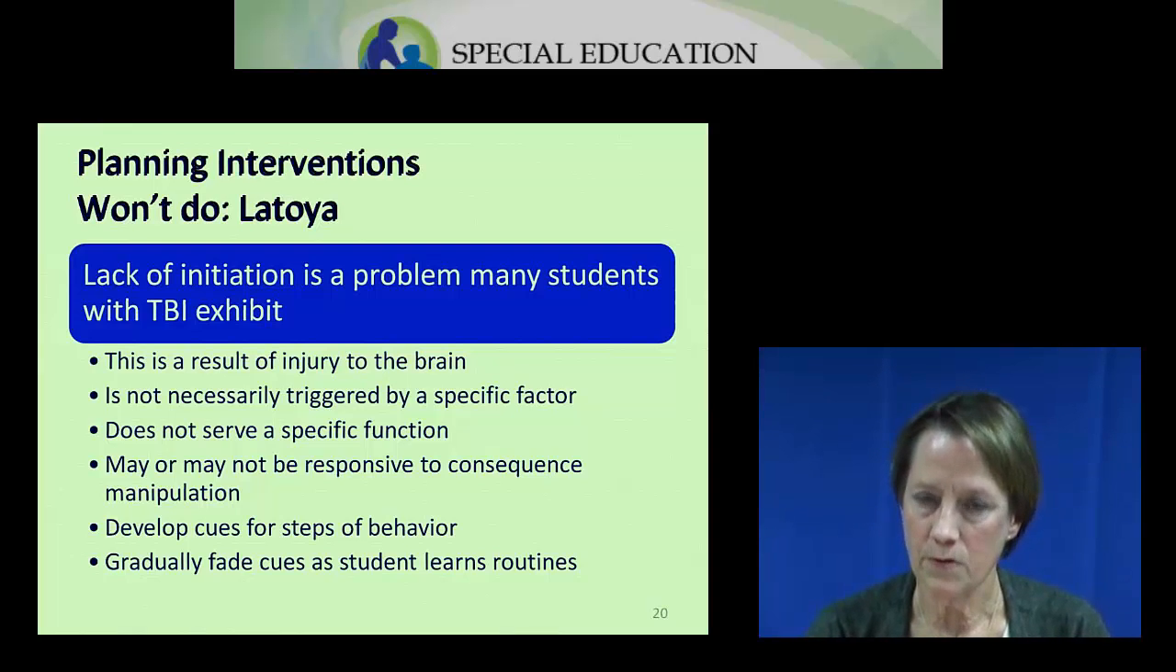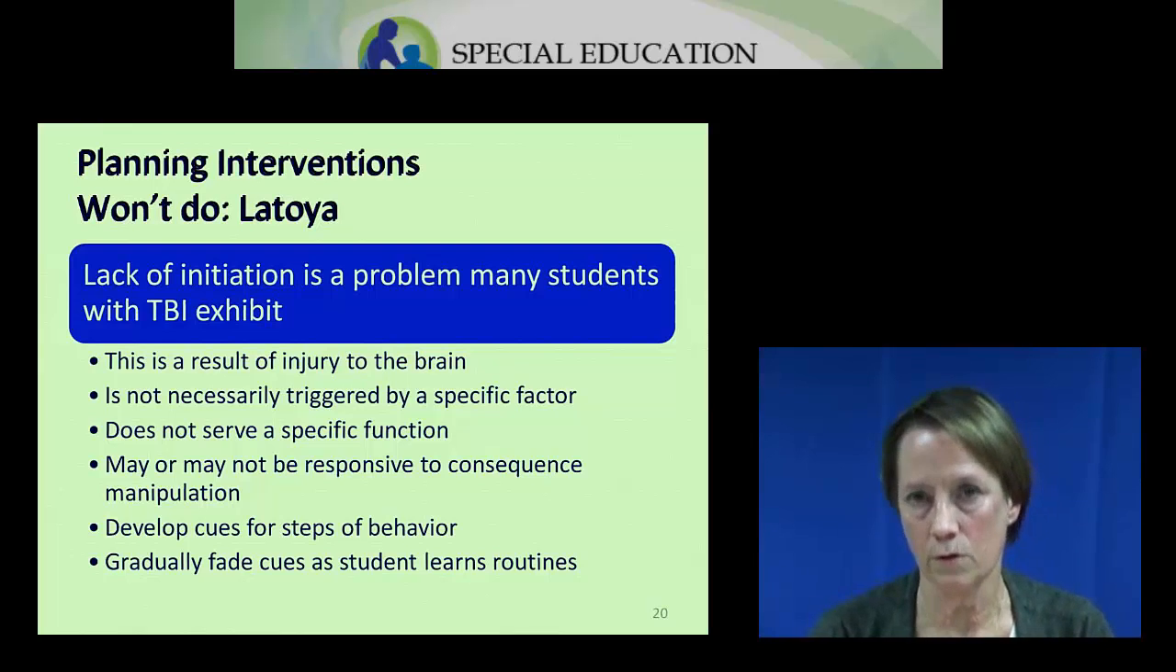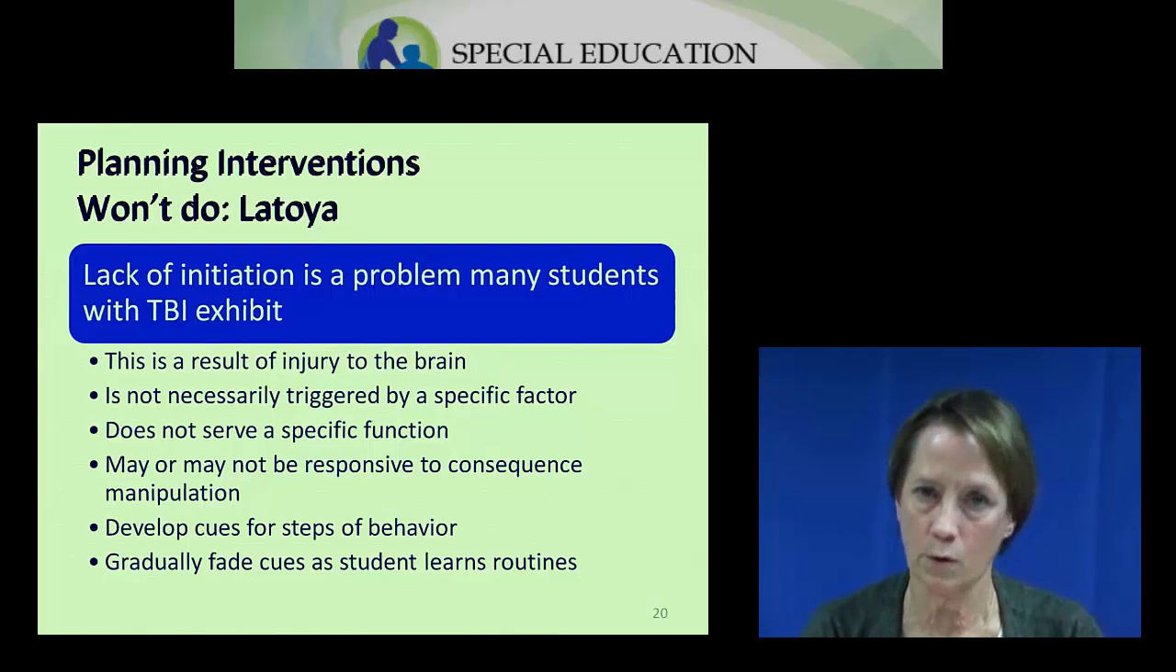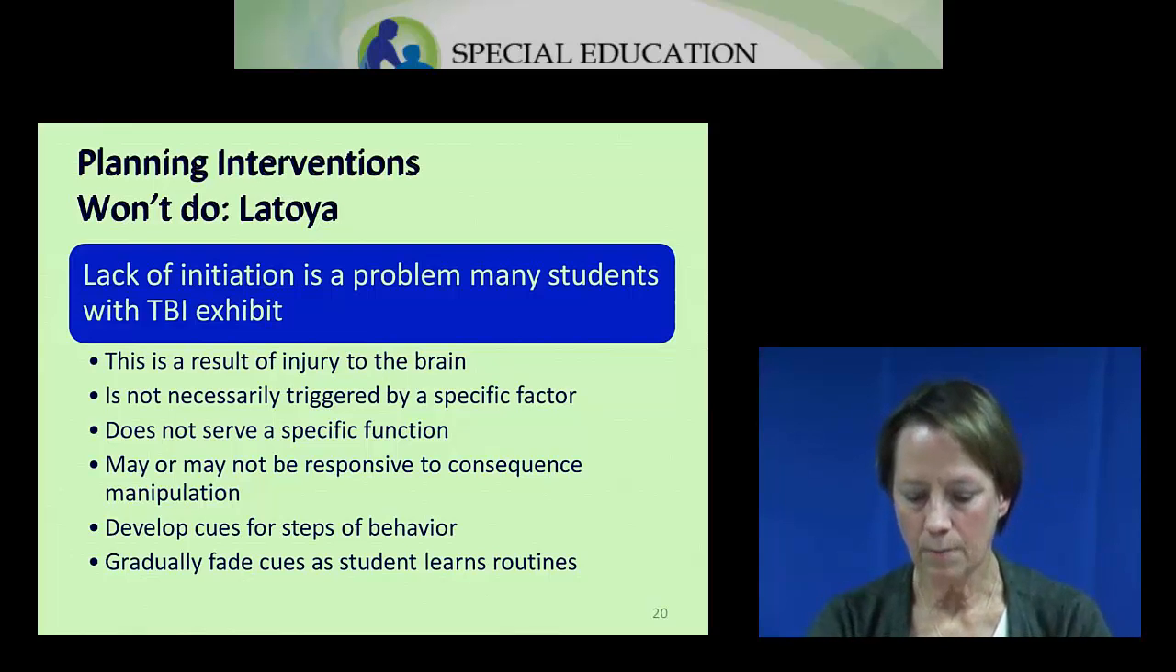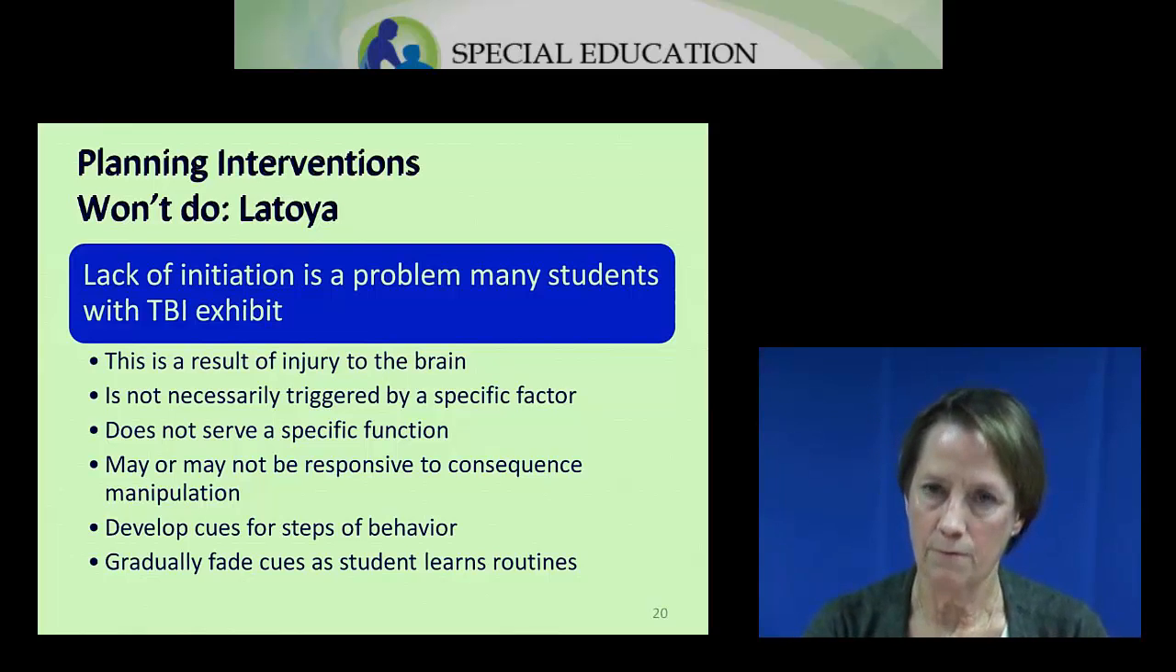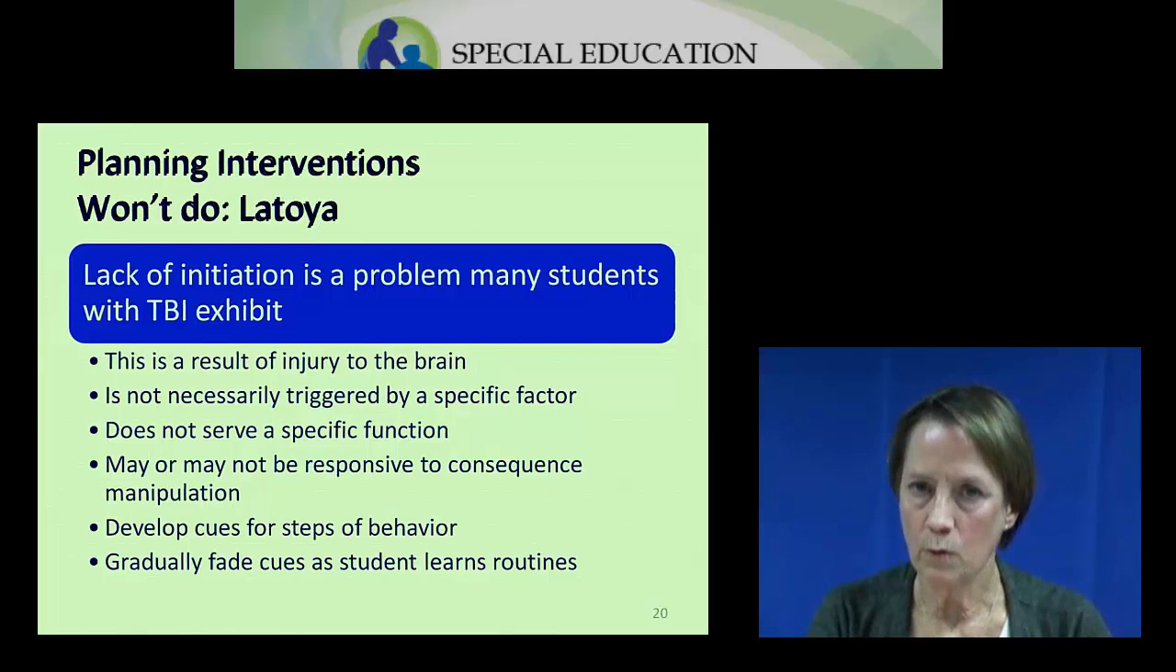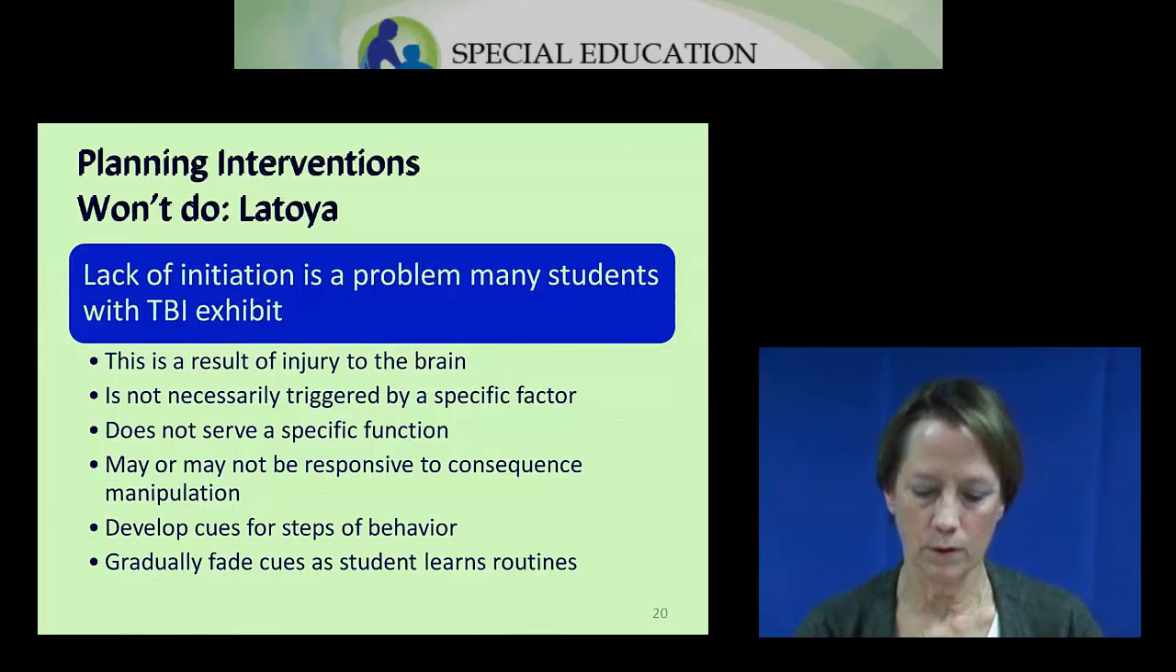Also, we need to remember that this kind of initiation impairment may or may not be responsive to consequence manipulation. So we're going to have to think carefully about how to intervene with LaToya to help her learn to initiate this behavior. We can develop cues for her behavior, and then we can gradually try to fade the cues as LaToya learns new routines. So over time, manipulation of consequences might be effective for LaToya, but initially we're going to want to think about giving her as much support and prompting as she needs, and then gradually fading that support.